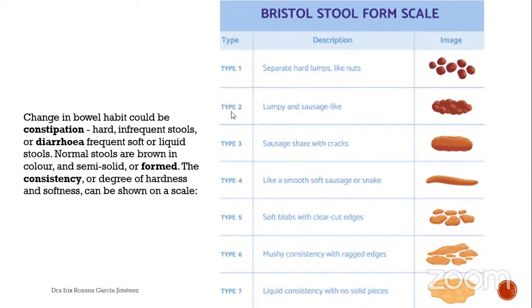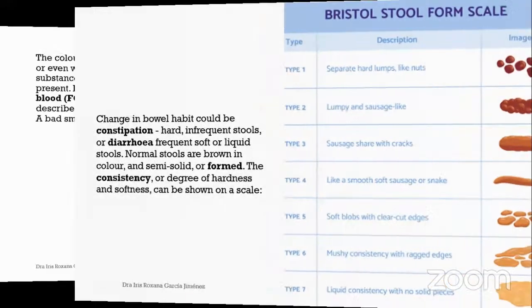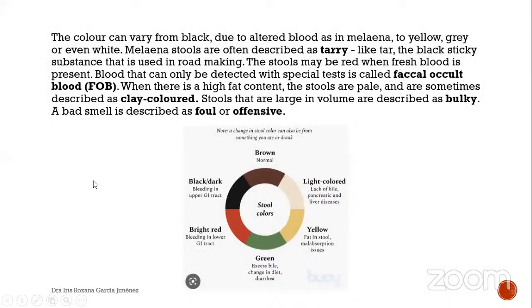Type 1 and 2 for constipation, 3 and 4 for normal, for formed stools, and from 5 to 7, diarrhea, okay? So take it into account. Read all of this information, read the characteristics, the description, and then you're catching more specific vocabulary. Of course, we talk about the color too.